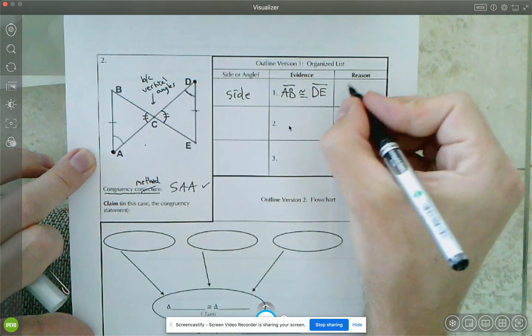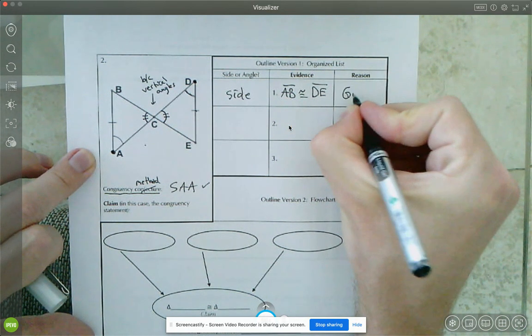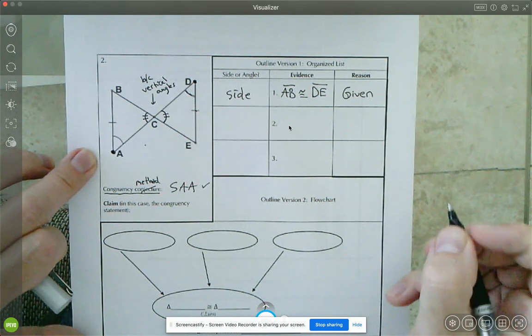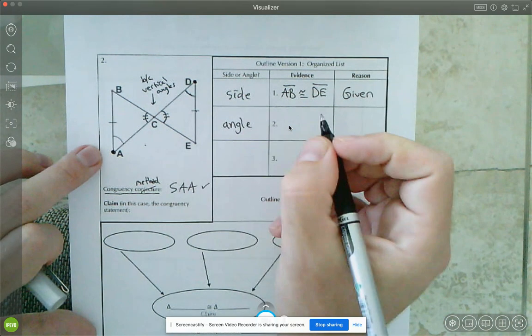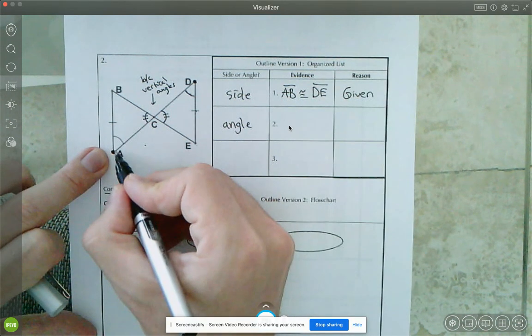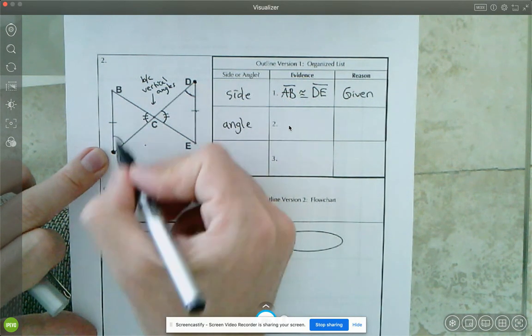My reason? Well, this was given in our diagram. So I have a good old-fashioned given reason right here. Let's go to our second piece of evidence. I'll do an angle here. I'm going to do angle BAC. I'm using the 3-letter name right here.